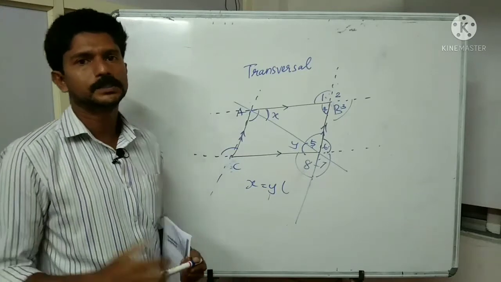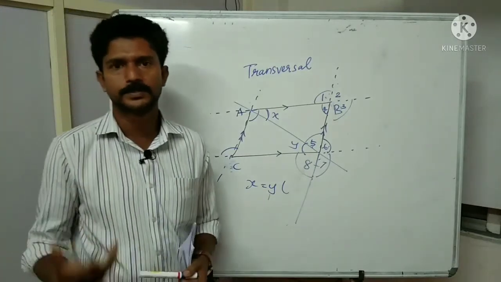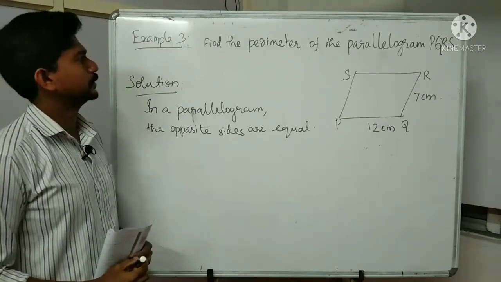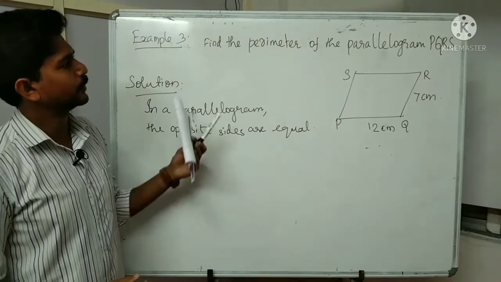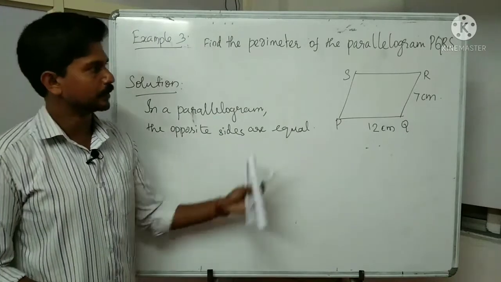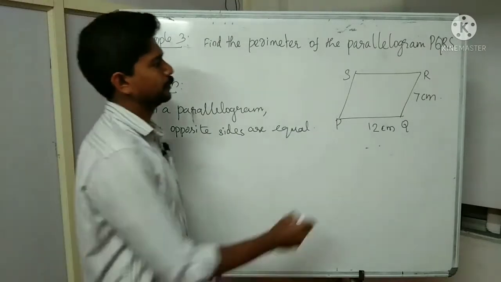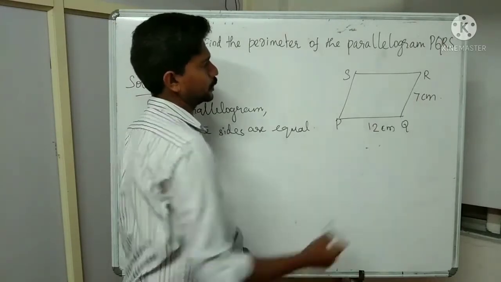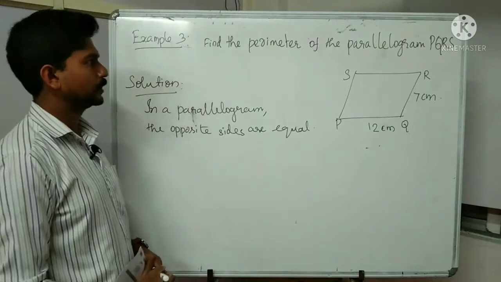Okay, so let us see the next topic, next question. Next let us see example 3. We have to find the perimeter of the parallelogram PQRS. It is given in the picture. So here PQ length is 12 centimeter and QR length is 7 centimeter.